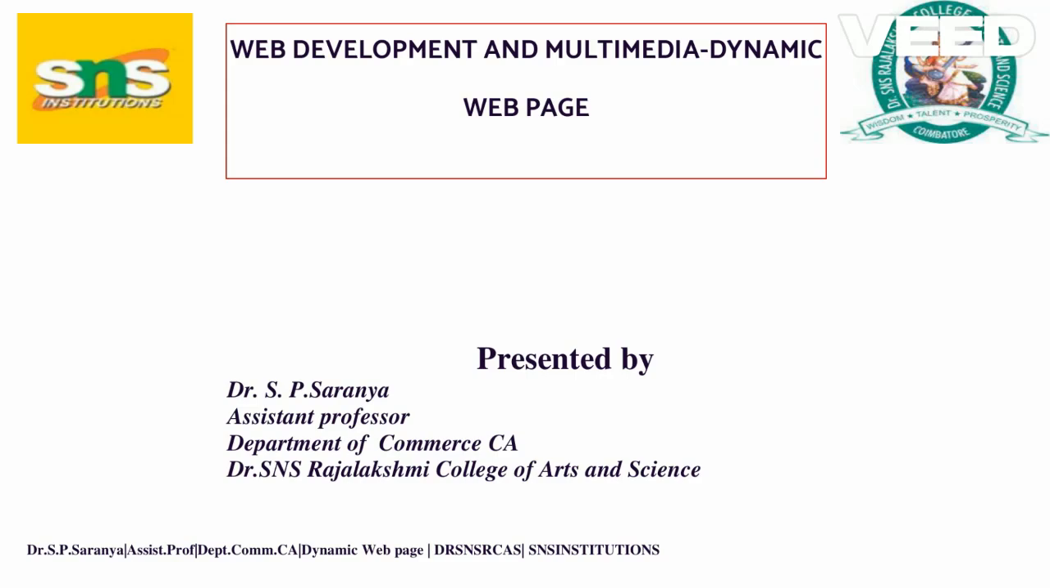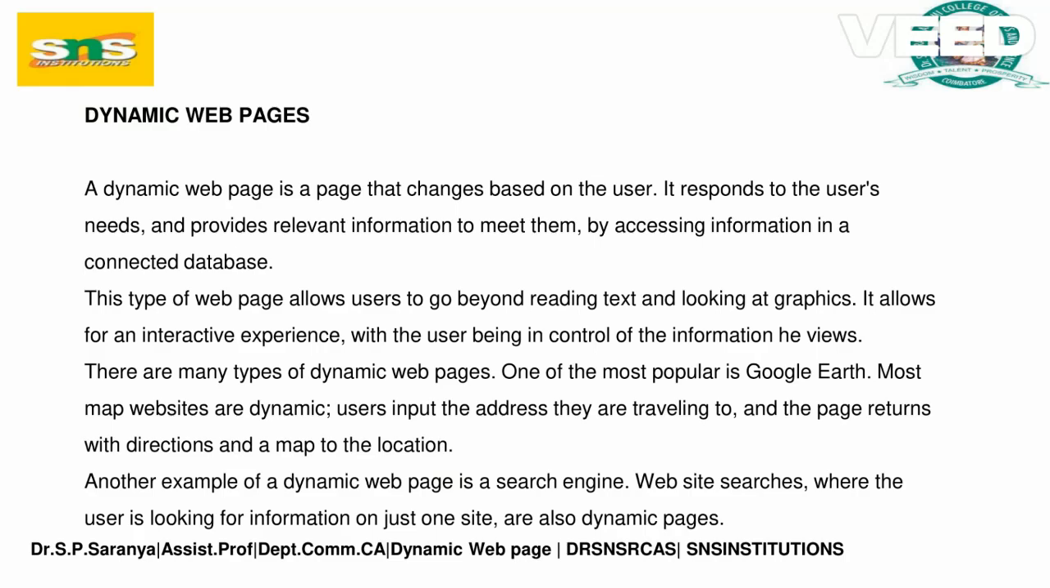Now I am going to talk about the dynamic web page concept. A dynamic web page changes based on the user. So we can change the page with our wish. It responds to the user's needs and provides relevant information to meet them by accessing information in a connected database. This type of web page allows the user to go beyond reading text and looking at graphics.